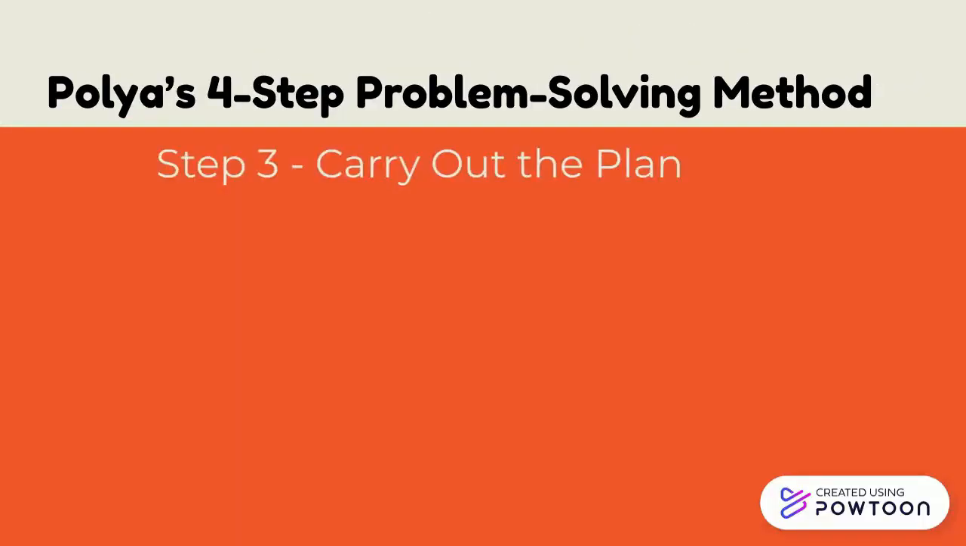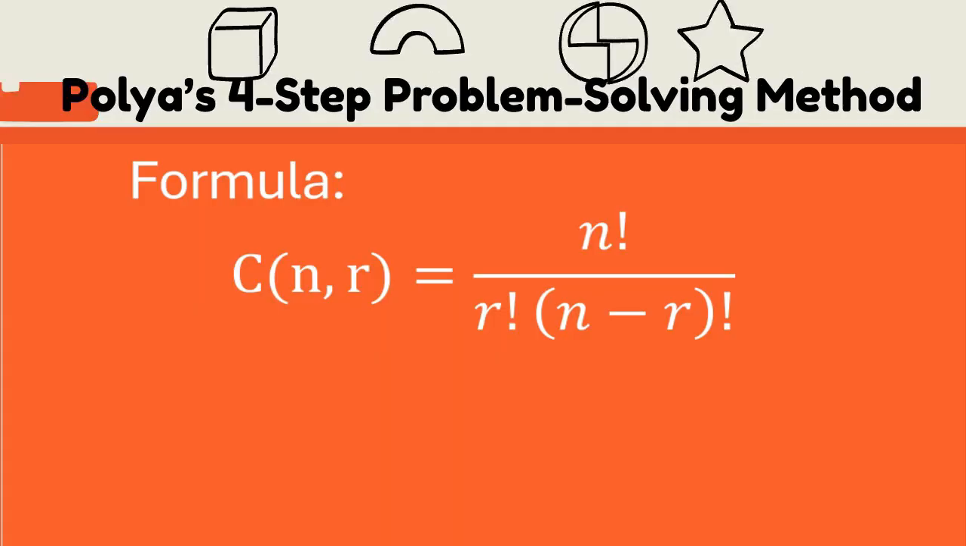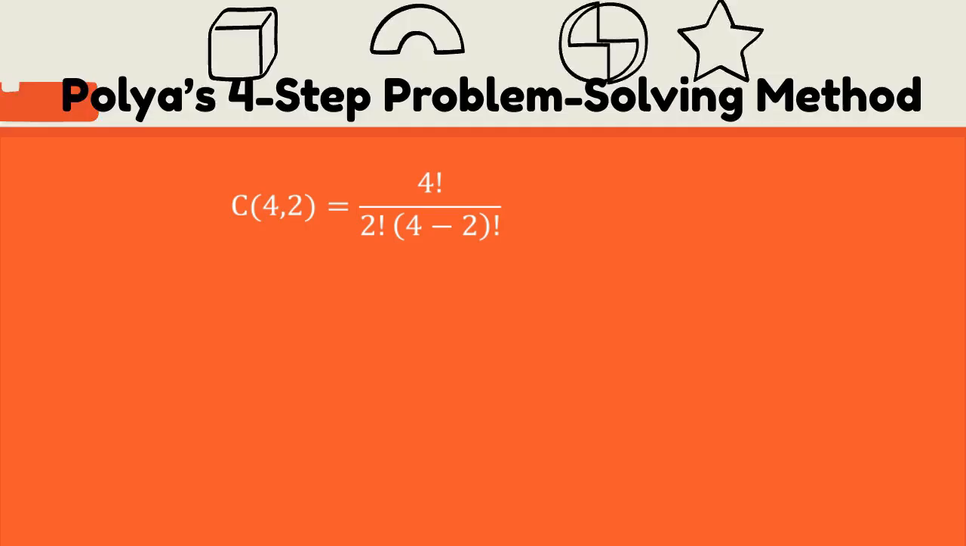Now let's move on to the next step. Carry out the plan. We need to find the number of ways Ross can choose 2 toppings from a total of 4 available toppings. Using the formula for combinations, we will substitute the values for n, which is 4, and r, which is 2, into the formula. The number of combinations of 4 items taken 2 at a time is equal to the factorial of 4 divided by the product of the factorial of 2 and the factorial of the difference between 4 and 2.